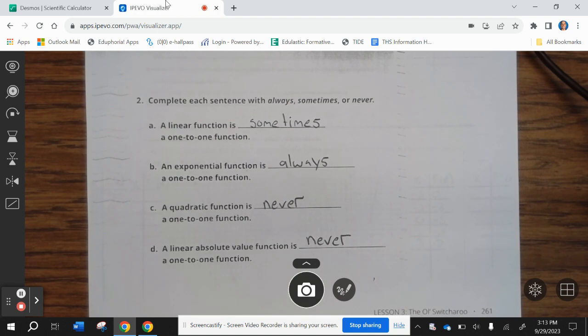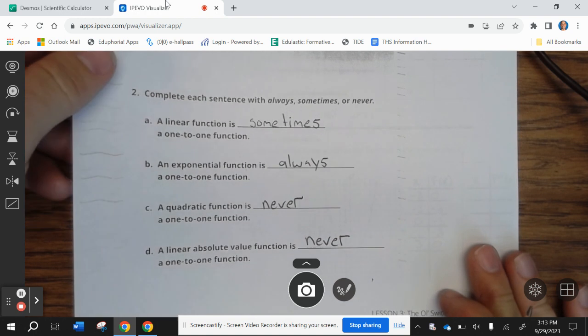Complete each sentence with always, sometimes, never. A linear function is sometimes a one-to-one function. An exponential function is always a one-to-one function. A quadratic function is never a one-to-one function. A linear absolute value function is never a one-to-one function. All right, let's take a look at the next page.